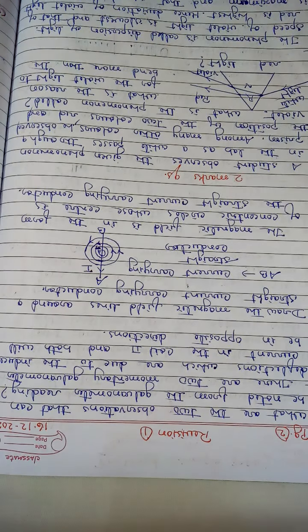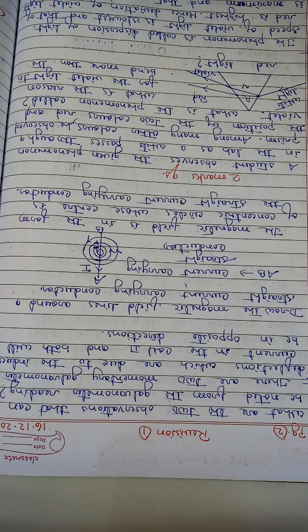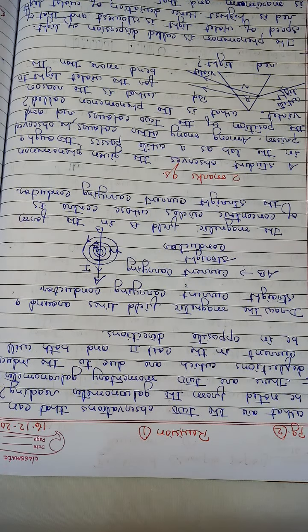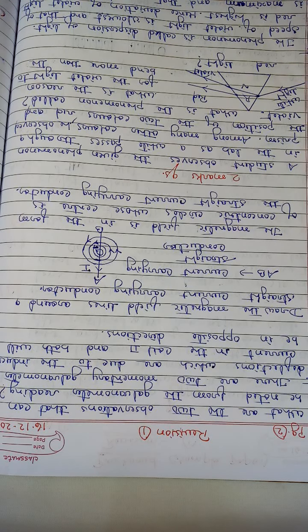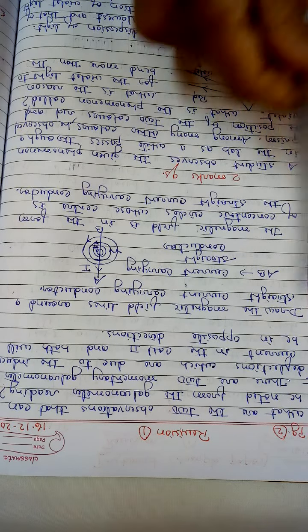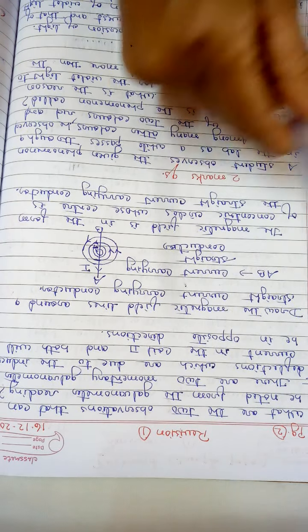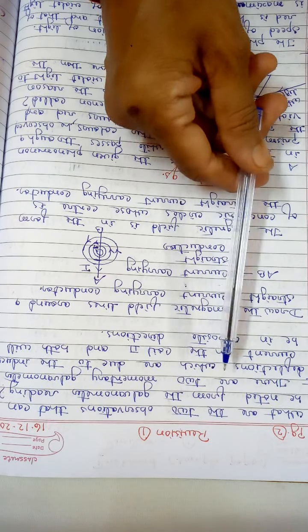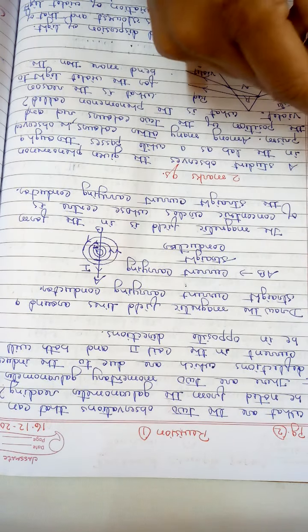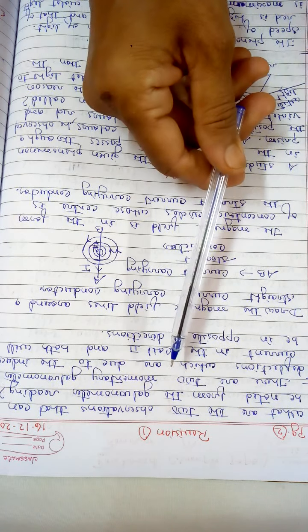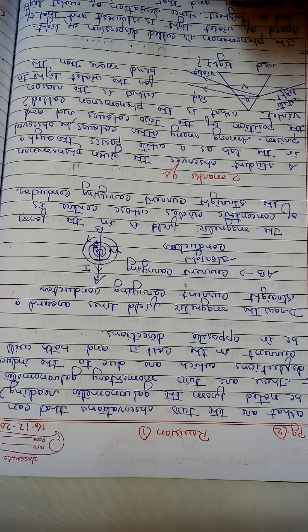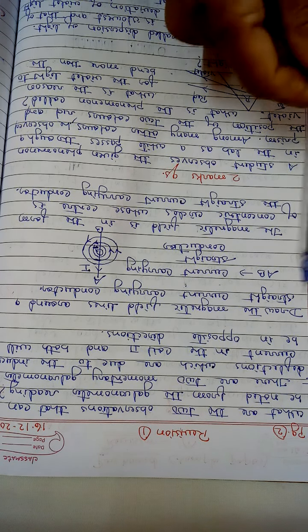First, when the key is inserted, that means the current starts to flow in the primary coil or coil 1. There is a momentary change in the magnetic field around coil 1 because of the change in the quantity of current flowing through coil 1. Because of this change in the magnetic field around coil 1, there will be an induced current in coil 2, and because of that induced current, there will be a momentary deflection in the galvanometer connected to coil 2 in one direction.